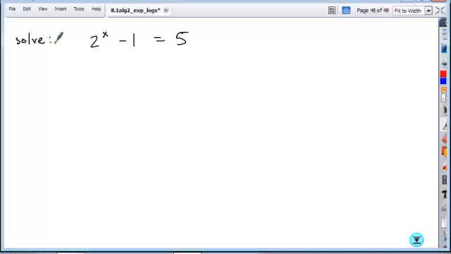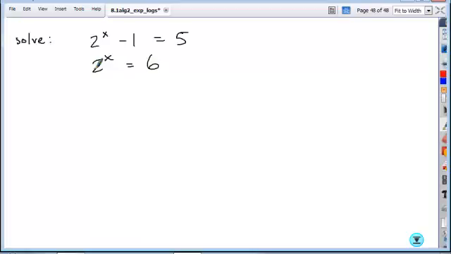What's happening here? Can you rewrite the base on each side? If you add 1 to both sides, you get 2 to the x is equal to 6. Can you express 6 as a power with a base 2? No. So there's an alternate form.